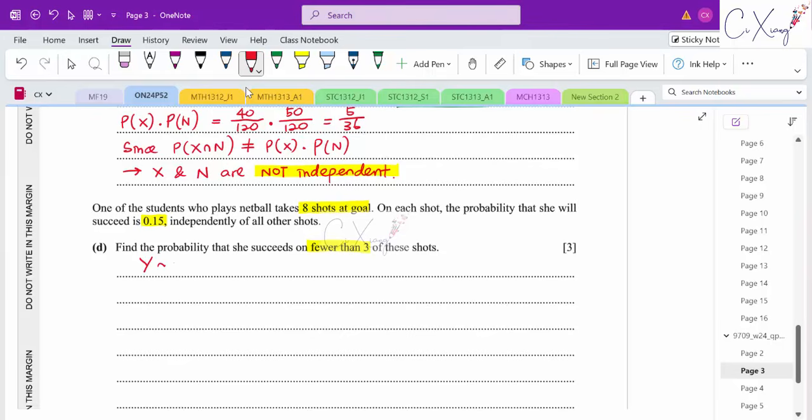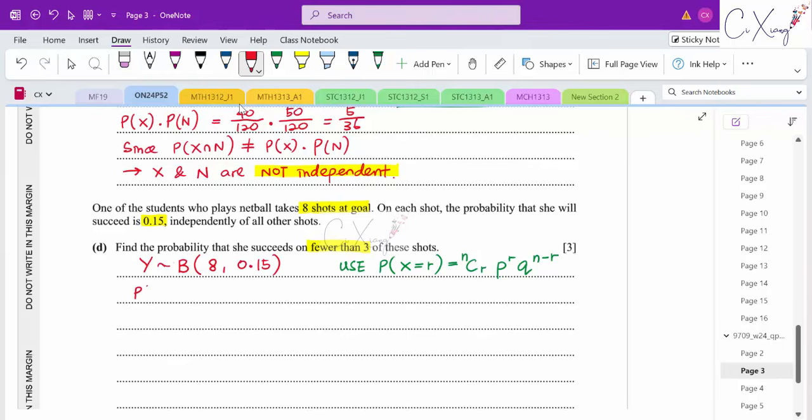When you have this kind of question structure, it is basically binomial distributed. So you can write it out as Y is the number of succeeded shots. Y is binomial distributed. The total number of shots is 8, and the success rate for one shot is 0.15. So 8 is your n, and 0.15 is the p. When you have a binomial distribution and want to calculate the probability of X equals a certain number r, the general formula is nCr, p power r, q power n minus r, where q is actually 1 minus p.